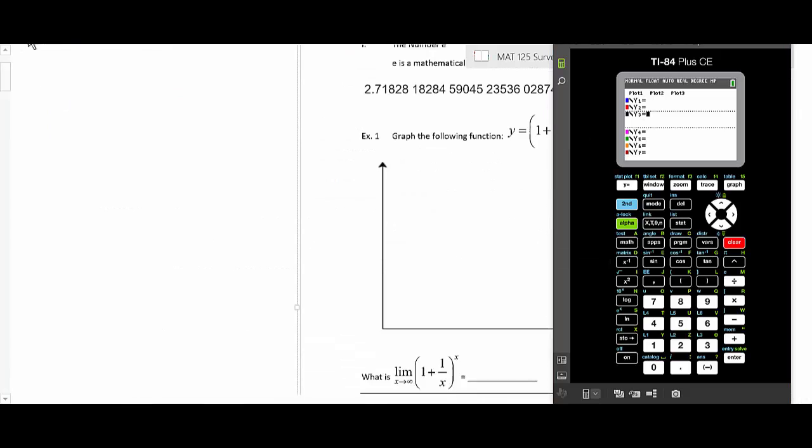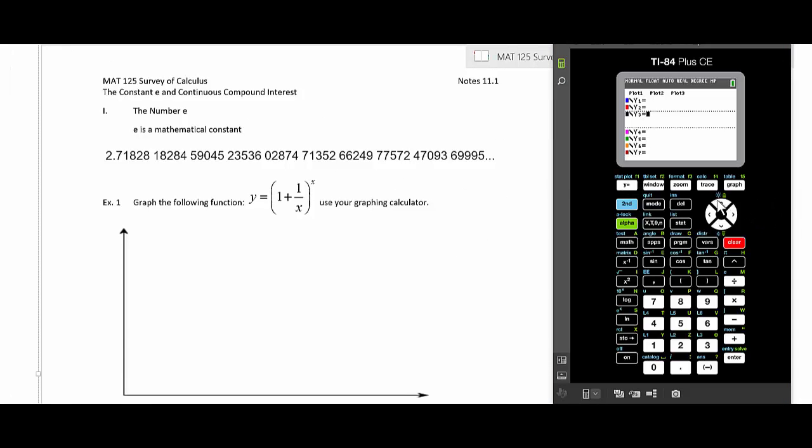And we're going to do a graph. What I'm going to have you put in is this function right here. You put in parentheses, then 1 plus 1 divided by x. You have to put that in parentheses like that. Then use your raise to a power key and raise it to the x power. Then I'll give you a window to help you set this up, because I know what's going to happen.